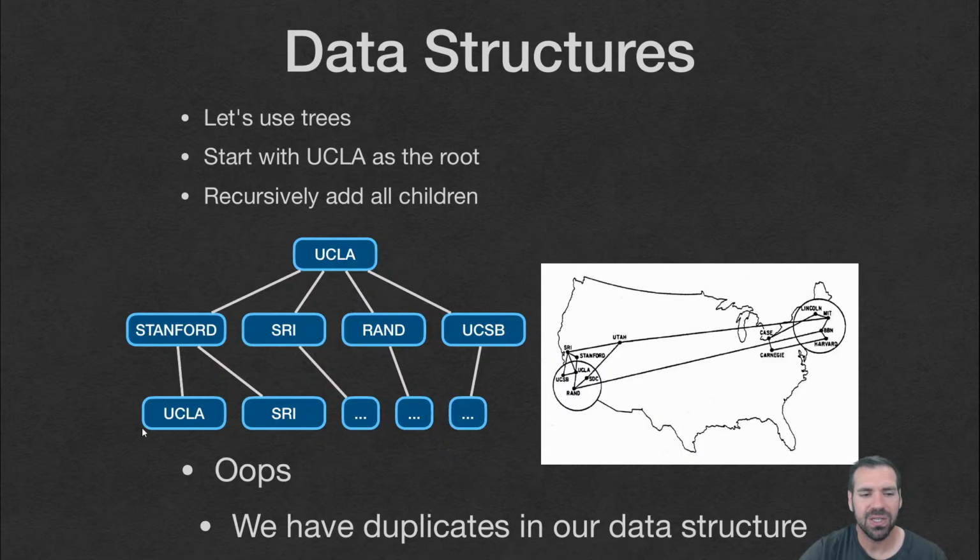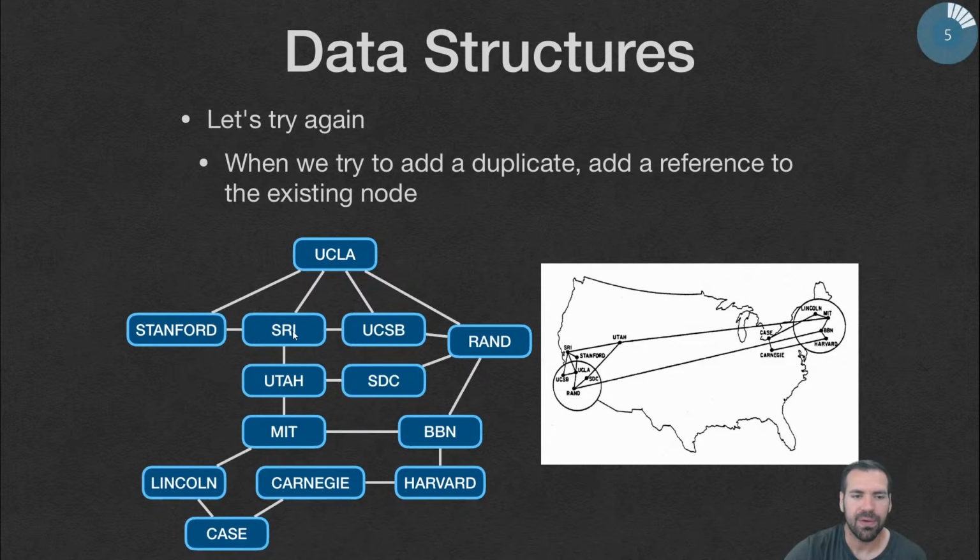And we have issues here. We have duplicate nodes. UCLA is in here twice. SRI is in here twice. We're just going to have serious issues if we try to create a tree representing this information. It's not going to work. So we're going to introduce a graph, which is very similar to a tree, except when we have this situation here, instead of creating new nodes, we're going to create references to the nodes that already exist. That's what we want to do.